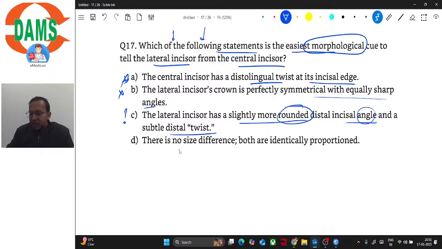There is no size difference. Both are identically proportionated. So central and lateral, be it maxillary or mandibular, they are not identically proportionated, right? So option D is also incorrect and option C is correct. Clear? So both the maxillary or mandibular lateral incisors have a rounded distal incisal angle as compared to other incisal angles, and they do have a twist distolingually.